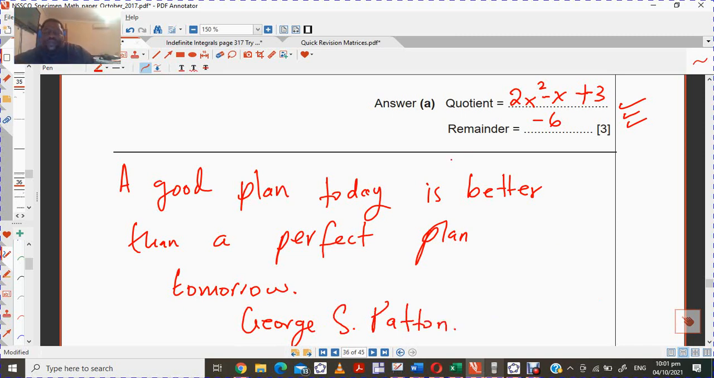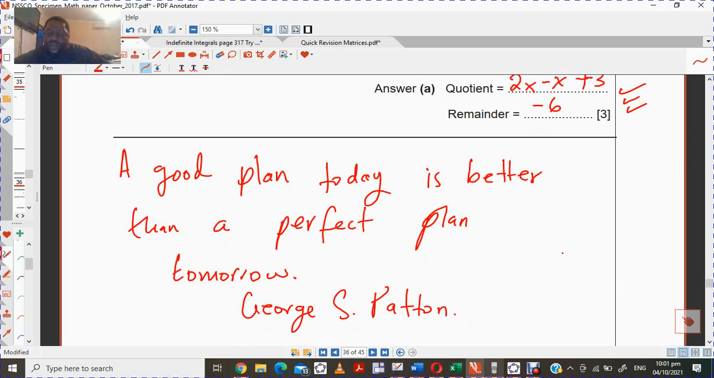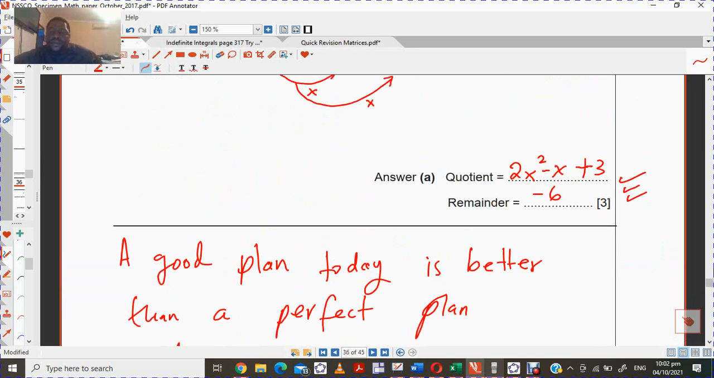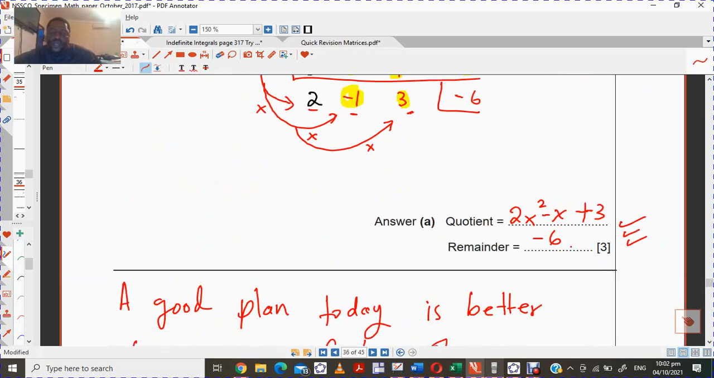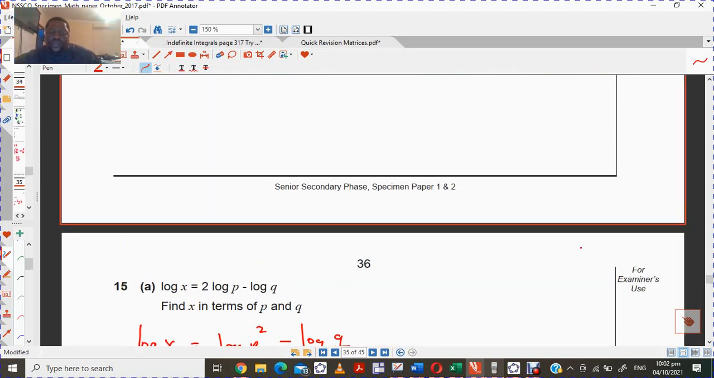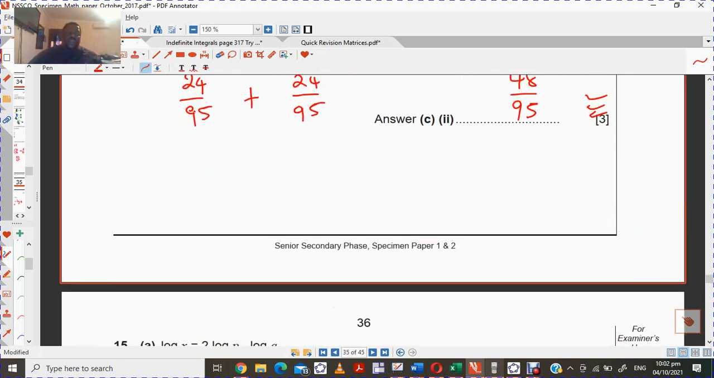All right, a good plan today is better than a perfect plan tomorrow. Please remember that. Again, feel free to download that question paper. You find it at Nied's website, right? And then you just go and you find specimen papers, okay? So you go to the Nied website and then you look for the specimen papers for grade 10 and 11, and you'll be able to find this paper, and then you work it out. You can print it out.